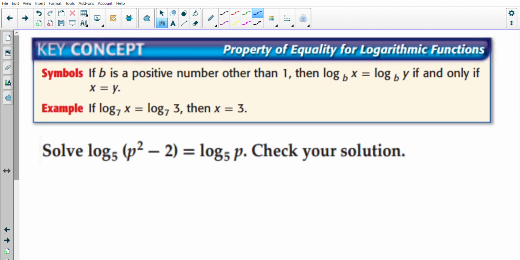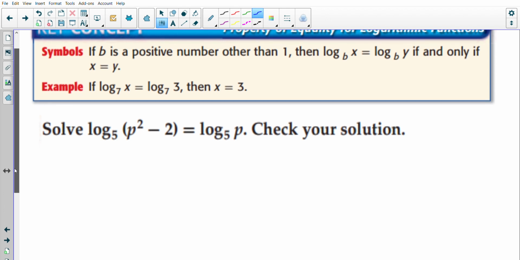Next one. If b is a positive number other than 1, then log base b of x is equal to log base b of y if and only if x is equal to y. Just like properties of our exponentials, if the bases are the same, then the exponents are equal to each other. Same thing with logarithms. If the base is the same, the inside parts are equal to each other.